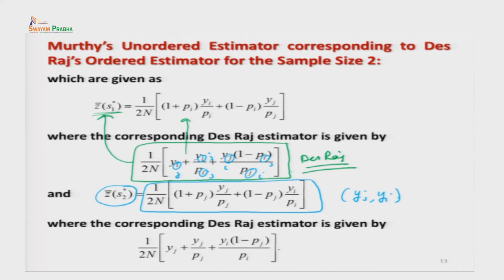Right, and this is the same thing which I have written here. So you simply have to use that Deshraj estimator, and instead of y1, y2, you have to use yi, yj, and then once again yj, yi, and you will get this Z bar S1 star and Z bar S2 star. So now these two estimators, Z bar S1 star and Z bar S2 star, are my two ordered estimators.